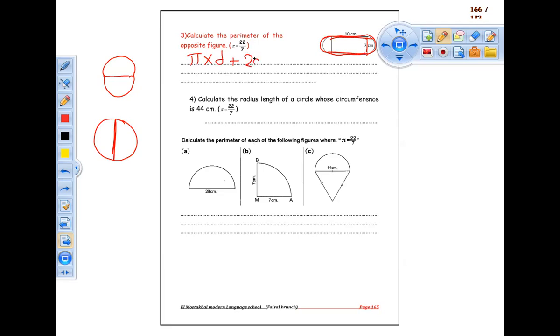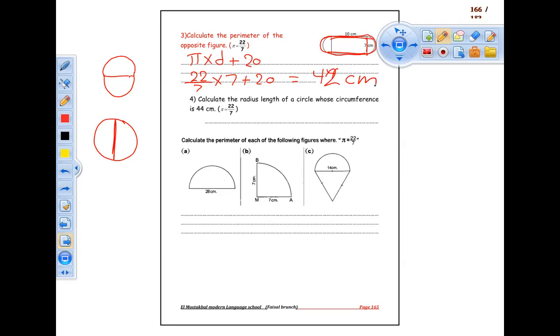Then plus 20 centimeter, by 22 over 7 by the diameter, which is equal to 7 centimeter, plus 20, which is equal to 42 centimeter.